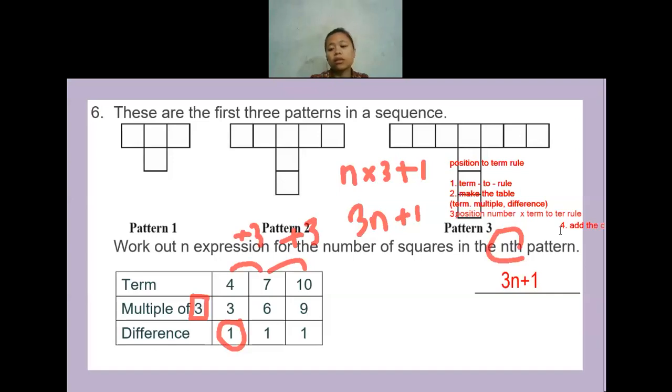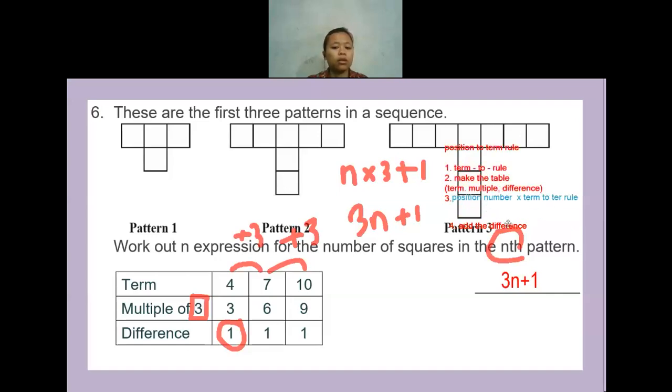The term to term rule is +3, right? Yeah, the term to term rule is +3. That's why if it is +3, we need to find the multiples of 3. So in the table, I have 3, 6, 9. After that, you make a list for all of the terms.